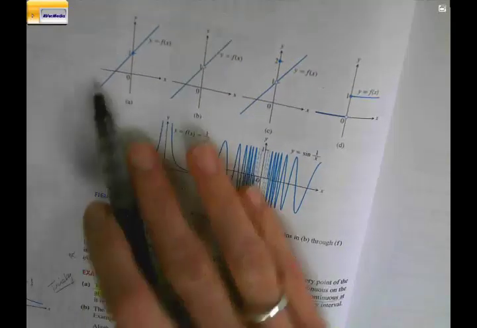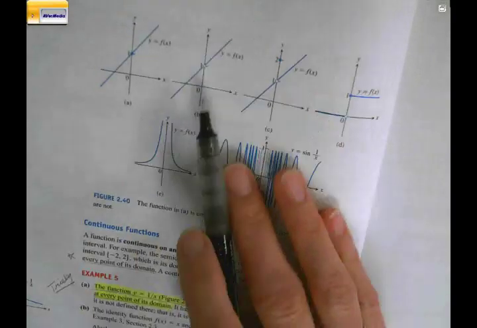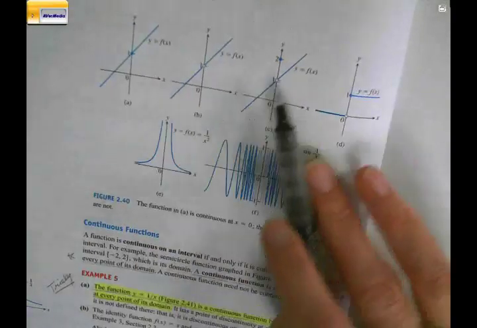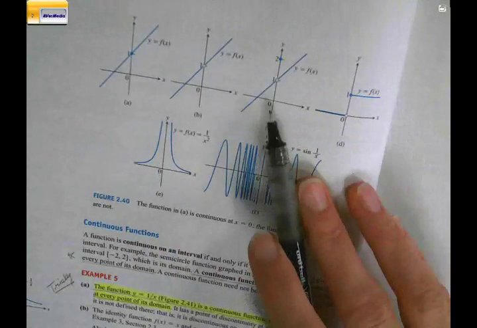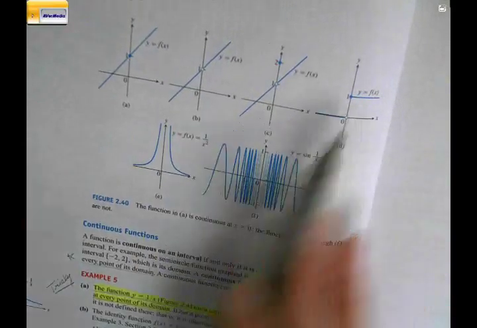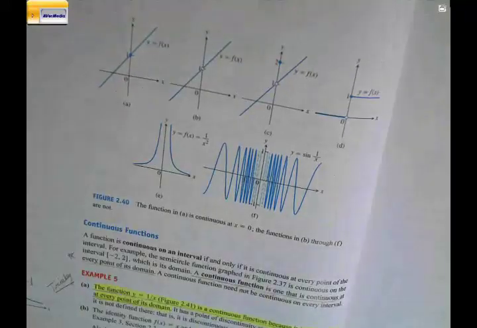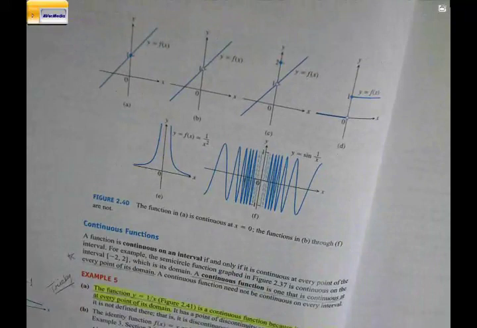This one's continuous everywhere. This is continuous everywhere except when x is 0. This one's continuous everywhere except when x is 0. This one's continuous everywhere except when x is 0. Because that's the place where you pick up the pencil.